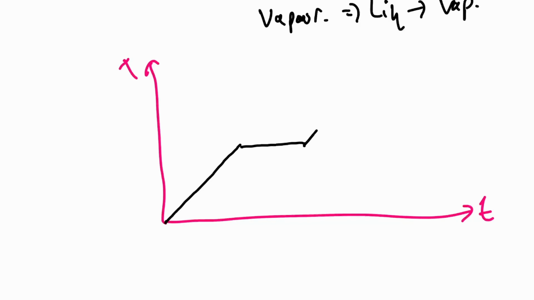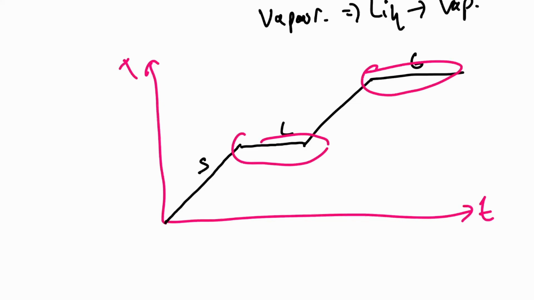Then after that, you might heat it up some more, and then it might change state again over here. So you might go from solid to liquid to gas, for example. These flat sections are where you have your latent heat going on. Basically, you're adding heat, but the temperature is not increasing. Instead, it's going to change the state.